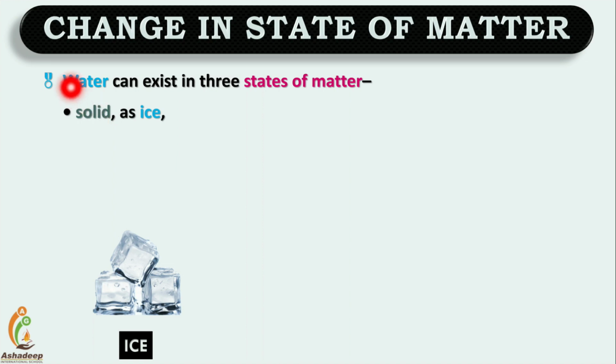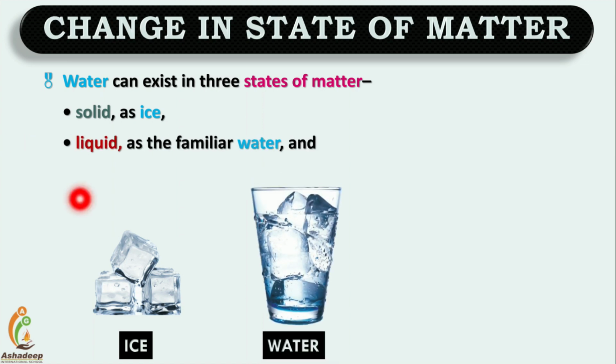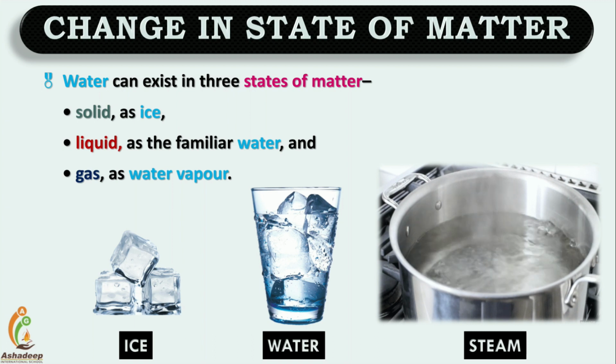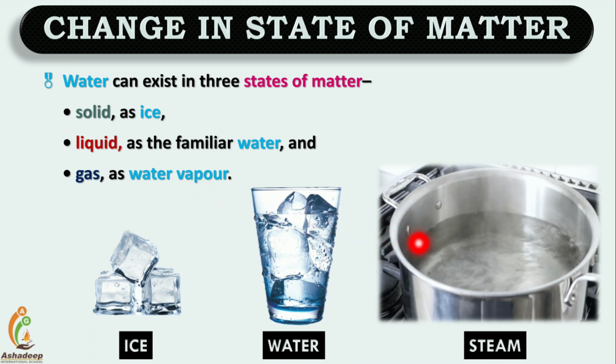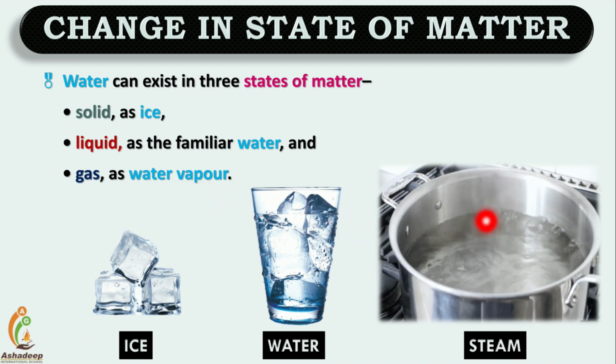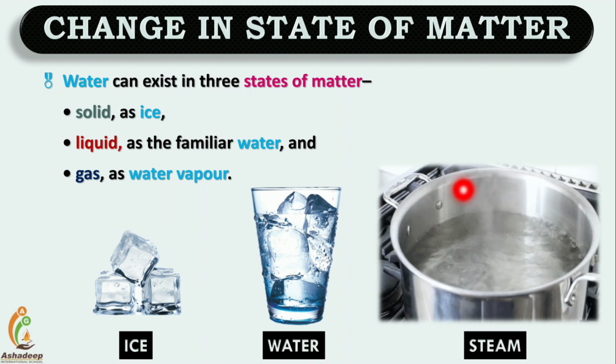Now, water can exist in three states of matter. First is solid as ice. You can see here the solid state of water, that is called ice. Liquid as familiar water. You can see when ice starts melting, it gets converted into water, and that is called the liquid state of water. And the third one is the gaseous state, that is the water vapor. You can see here when water gets heated, it gets converted into vapor. You can see the white colored substance coming out of the water.